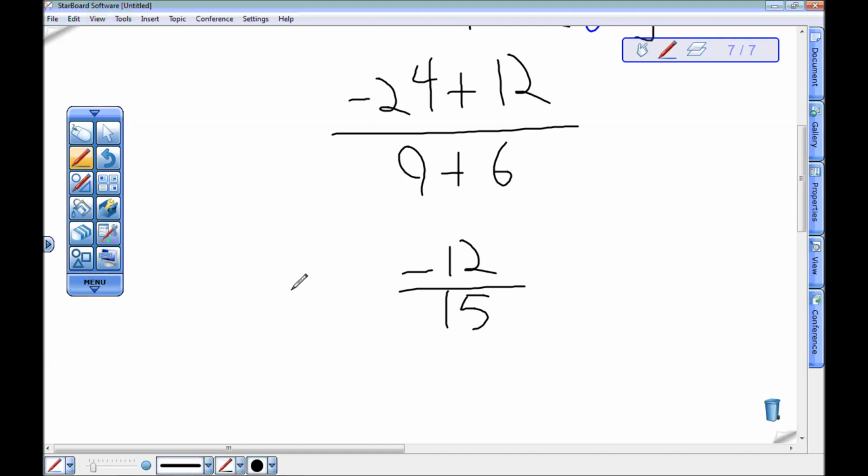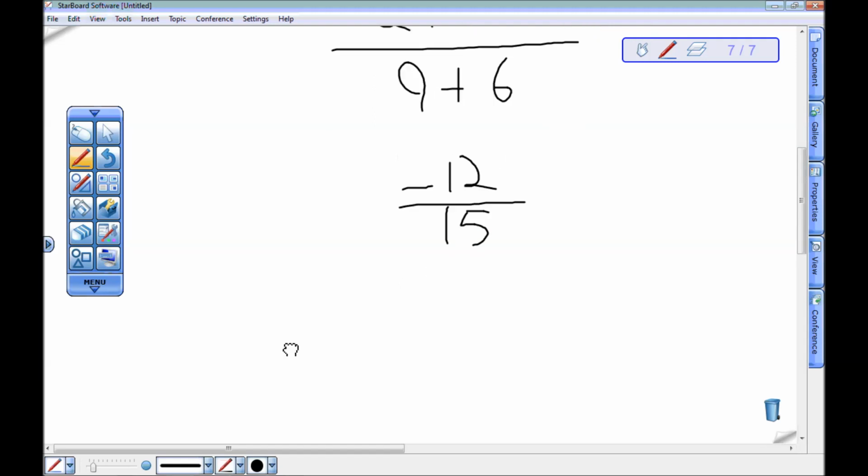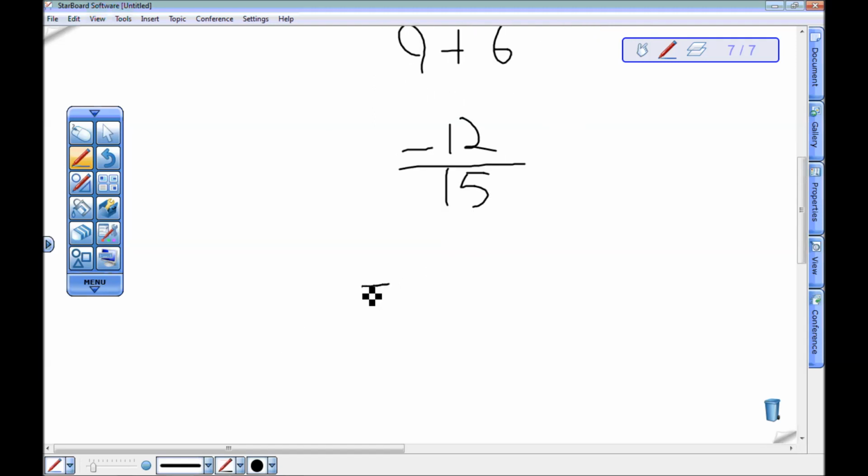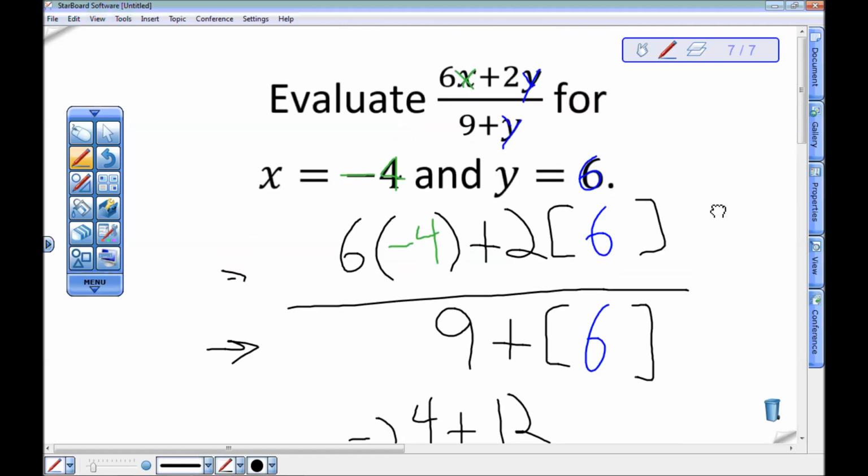And now I'm done with the numerator and done with the denominator. I see I have a fraction. I'm going to write that negative sign in front of it. And 12/15 can be reduced. They're both divisible by 3. 12 divided by 3 is 4. 15 divided by 3 is 5. So I got negative 4/5. This thing for these values is negative 4/5.